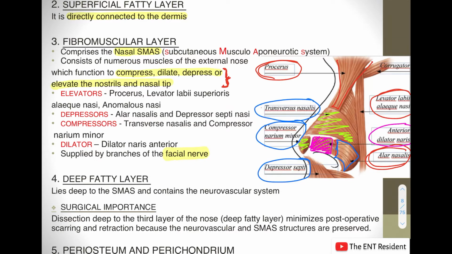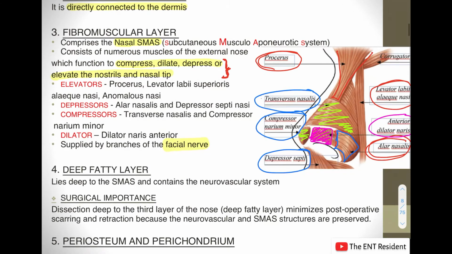Next, moving on to the next layer, which is the deep fatty layer. So, this deep fatty layer is lying deep to the SMAS layer, and it contains the neurovascular system of the nose, which means the blood supply and the nerve supply of the nose. And why is this layer important? Because dissection deep to this particular layer of the nose will minimize the post-operative scarring and retraction, because the neurovascular and the SMAS structures are preserved if we are doing the dissection deep to this layer. So, while doing surgery, this is very important for us.